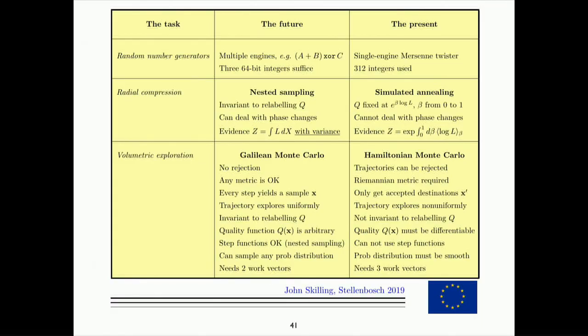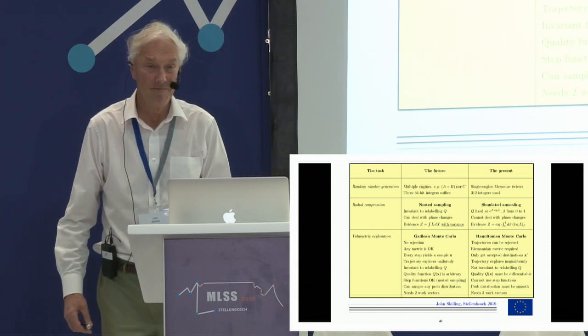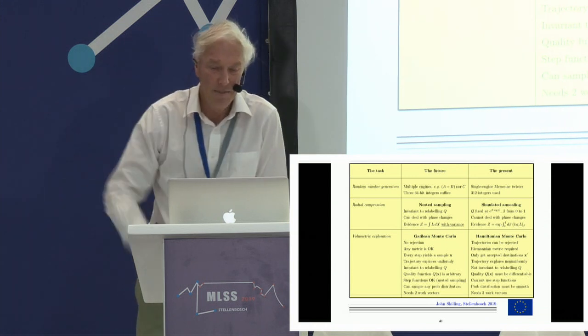But I can do exactly the same thing with Galileo. If you're in a funny metric space, well, you can still do geodesics and go around spheres and stuff. It's not a problem. Every step I've been through that. Trajectory explores uniformly. Galileo, this is the heart of the compression idea. It's invariant to relabeling the quality function. So if you want to change the score function, then it doesn't matter what the labels are as long as the shapes, the contours are the same, which the other isn't. I don't care about differentiability, I don't care about step functions, it doesn't have to be smooth, and I only need 2 vectors rather than 3 to run the algorithm. Not that that matters, but hell, simplicity.